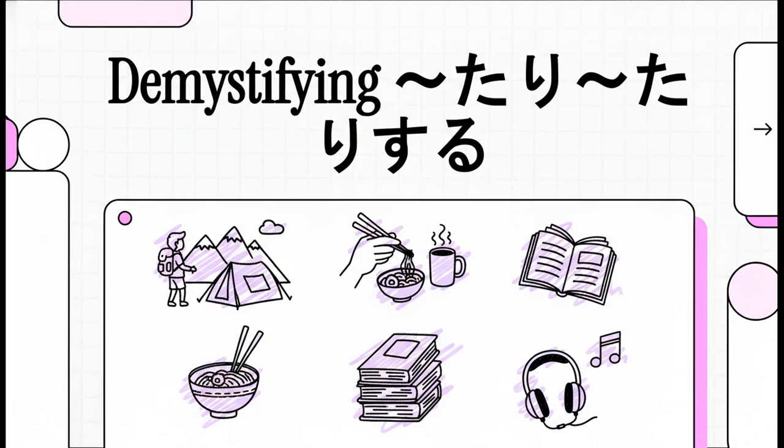You know when you want to talk about your weekend in Japanese, but you don't want it to sound like some super rigid, boring list? Well, there's a fantastic grammar pattern for exactly that. Today, we're going to break down Tari-Tari-Suru. It's a really simple tool that's going to make your Japanese sound way more natural. So let's jump right in.